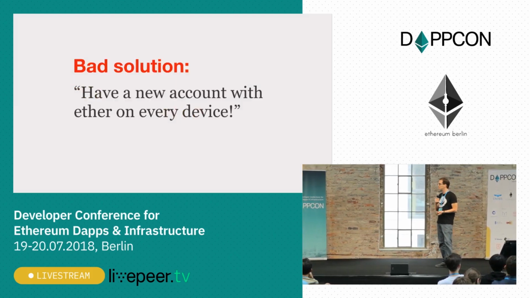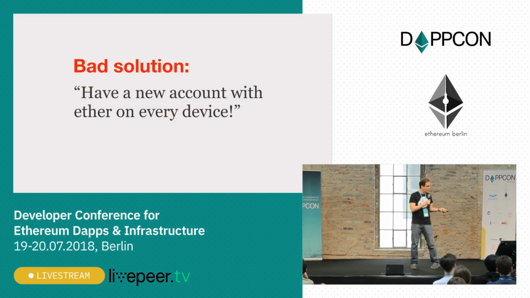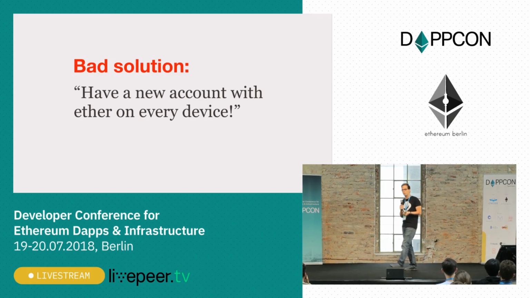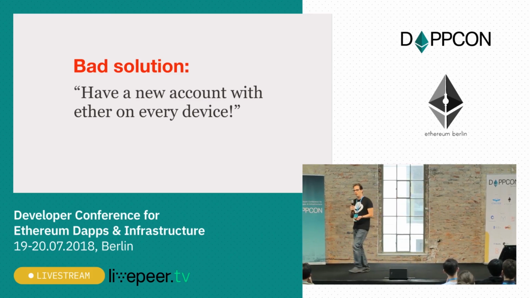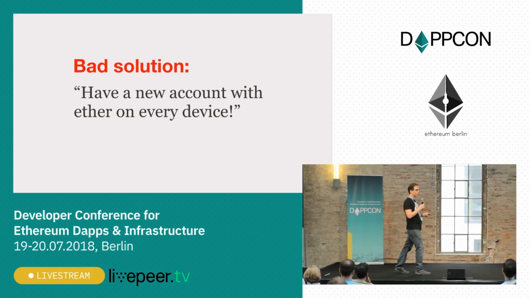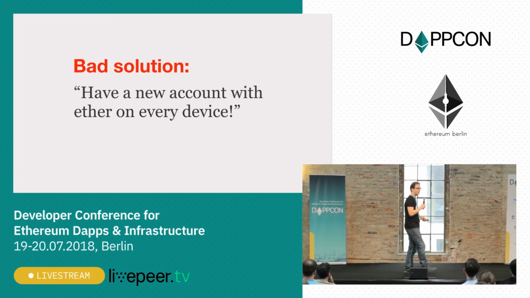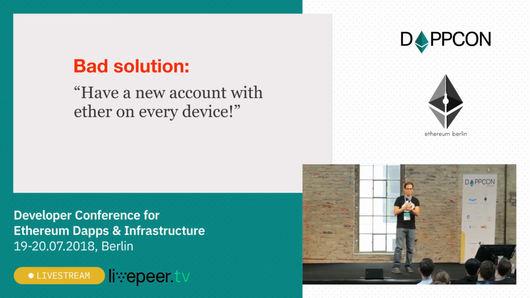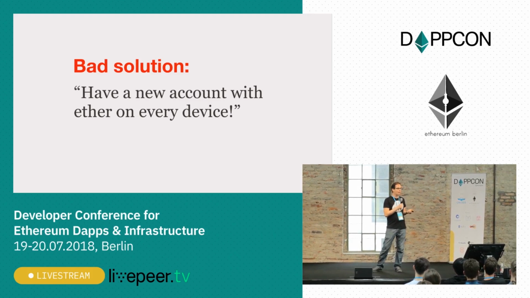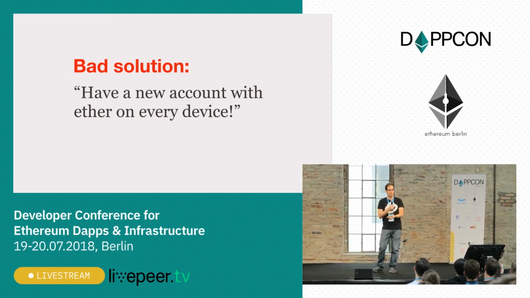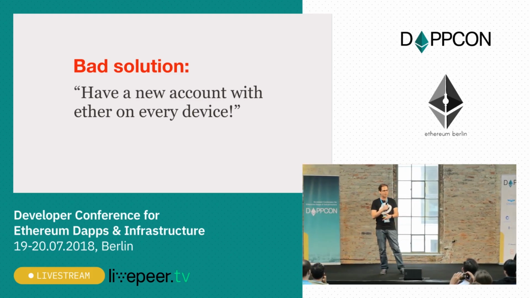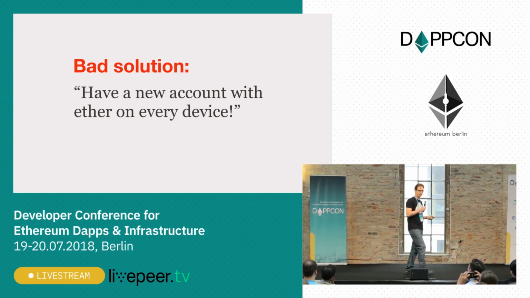So here's a bad solution. Have a new account with Ether on every device. That's a terrible idea, and I see a lot of projects doing that. If you download Toshi, they help you set up a new private key. Then you download Status, there's a new account you create. And then you install MetaMask, there's a new account, right? That's not a good way, because if you lose one device, or you put Ether on one device and then never use it, and then you want to use it on the other device, you need to make a transfer and spend money.